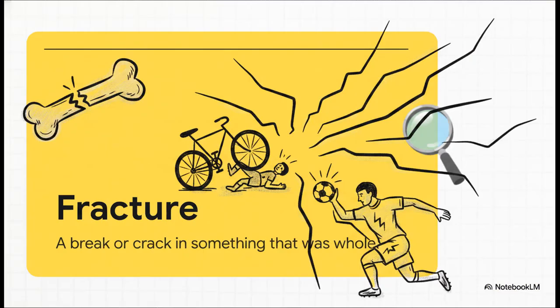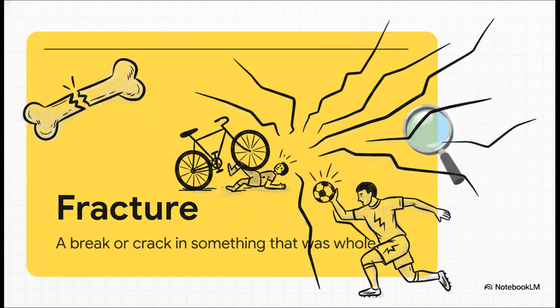So, to really wrap our heads around this, picture this scenario. You've got someone speeding down a hill on a bicycle and they take a really nasty spill. Or imagine a soccer player who trips and just goes down hard. In both of these pretty dramatic cases, we're not just talking about a sore arm or a twisted ankle, right? Something much more significant has happened underneath the surface. And that brings us to our formal definition.